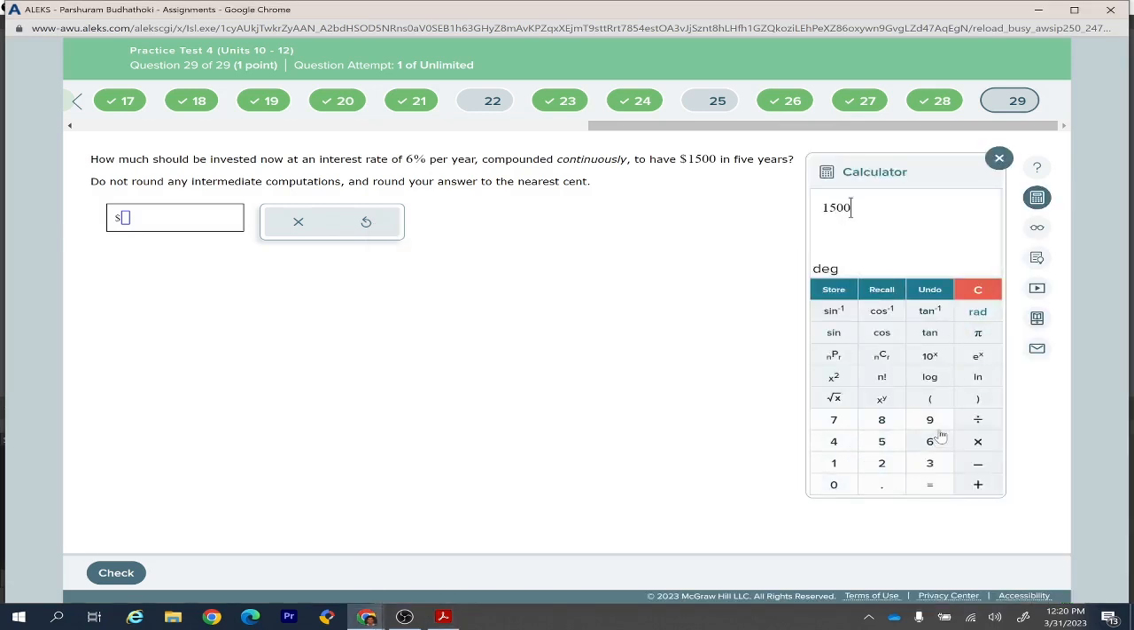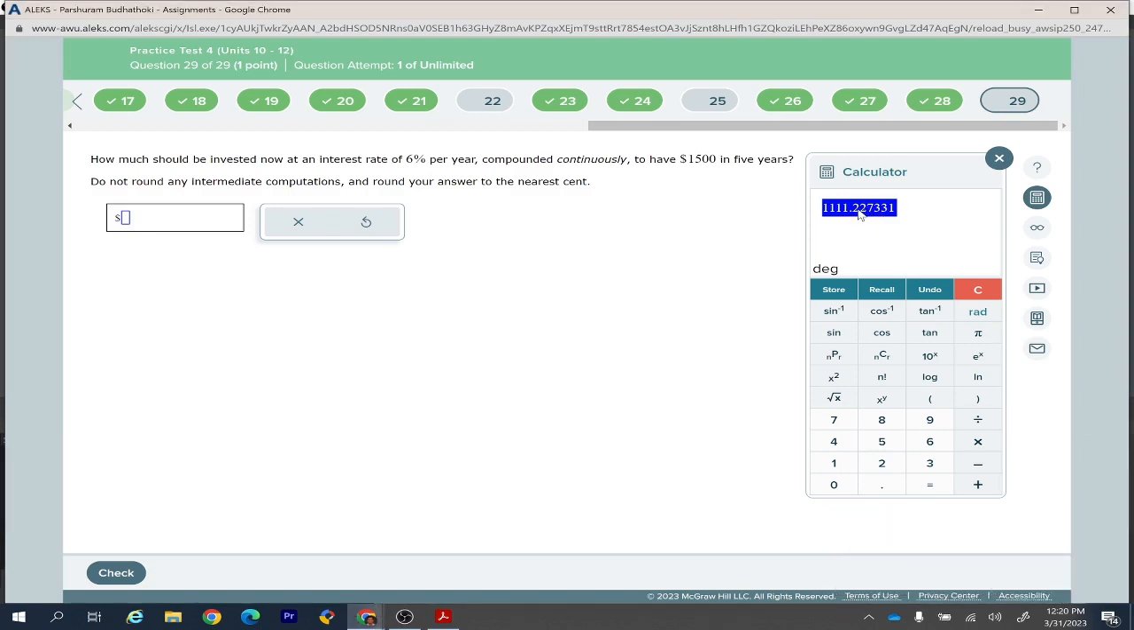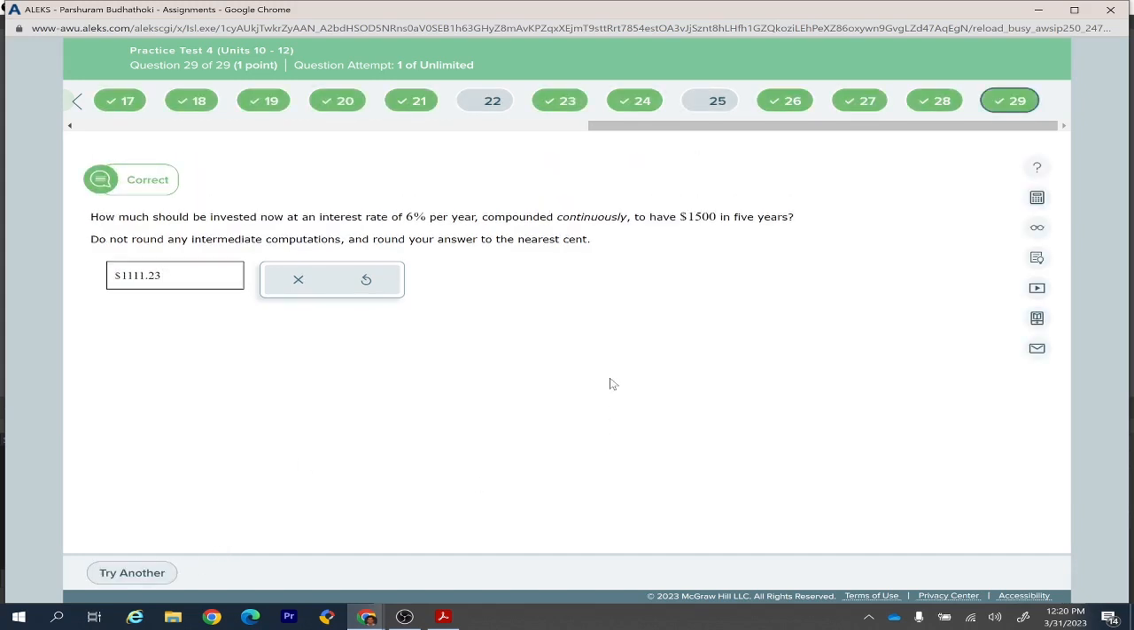1500 divided by e to the power 0.06 times 5. That will give you the number rounded to the nearest cents, $1,111.23. Don't forget that, because after this 2 there is a 7, so you have to round this 2 up to the next number, which is 23. So it's 1111.23. That's all.